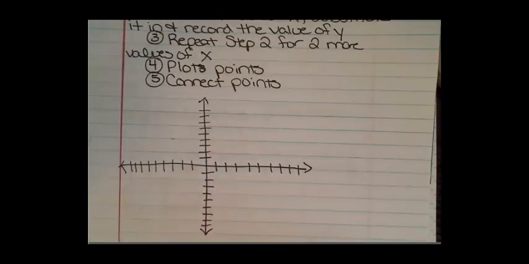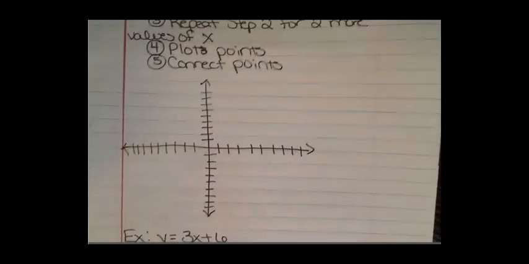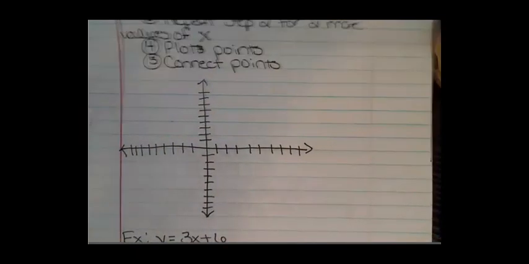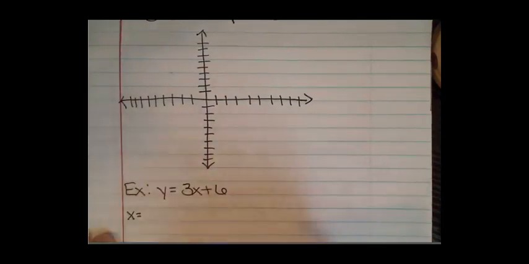Okay. I went ahead and drew out my coordinate plane, and then we're going to do an example so you understand what I mean by these directions. And there's our example, y equals 3x plus 6. So step 1 says we need to solve the equation for y, and that's already done. Step 2 says we need to pick a value for x and then substitute it in for our equation. So when I say that, I really mean you can pick whatever value of x you'd like. I'm going to do -2.